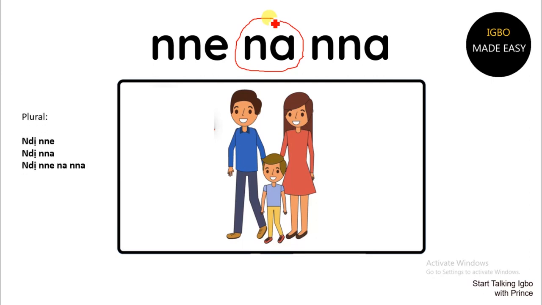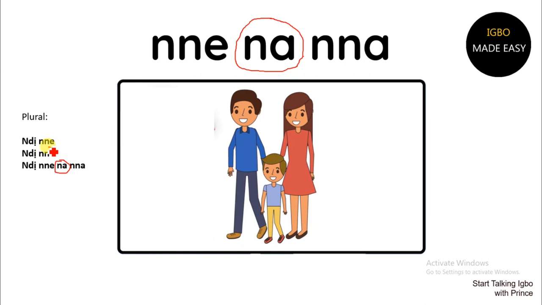The plural for mother is ndị nne. The plural for father is ndị nna. And the plural for parents is ndị nne na nna. You can say ndị nne na ndị nna. Knowing that na is the word for and, you could just take this na and put it between these, and you have ndị nne na ndị nna, or you can just say ndị nne na nna.